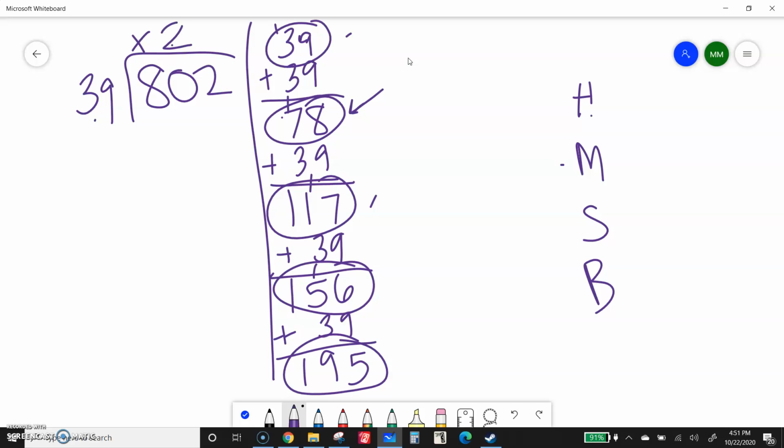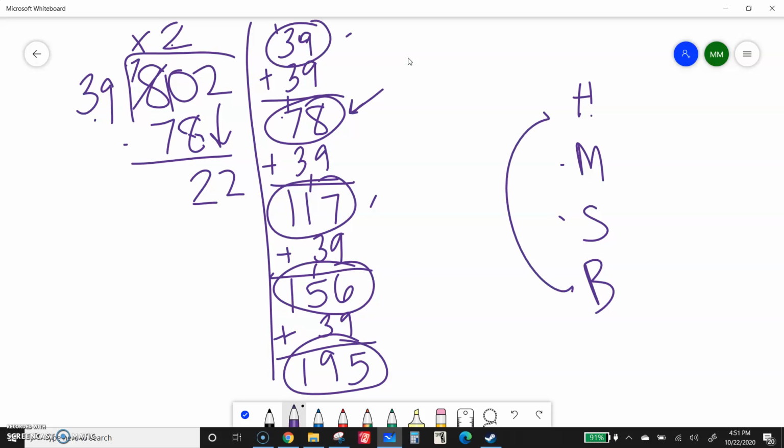Multiply, 2 times 39 is 78. Subtract, 0 minus 8 I cannot do, so I need to borrow. It's a 7. 10 minus 8 is 2. We think 80 minus 78 is 2. That makes sense. Bring down my next number. Go back up to the top.